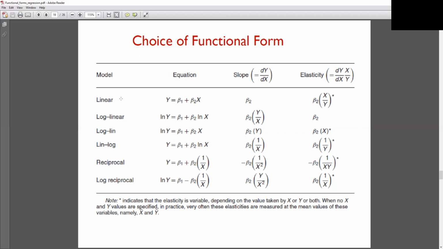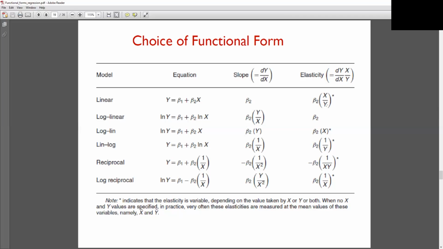We should know what is linear model, how to obtain slope as well as elasticity. Slope you can easily obtain by running regression. In Excel, if you run regression, you can easily obtain the slope coefficient. But from this slope coefficient, if you want to estimate elasticity, then you have to use this formula: the slope coefficient beta 2 into mean of x divided by mean of y.